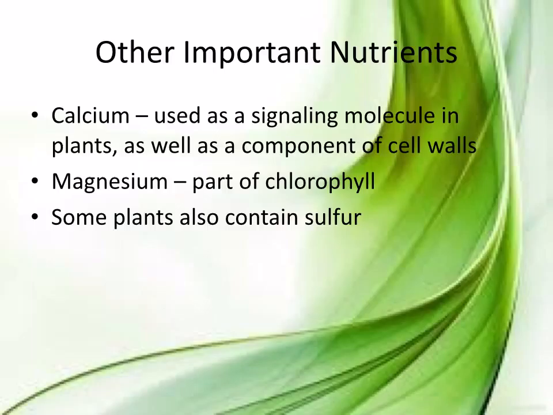Some other important nutrients that we need to touch on: calcium, which is used as a signaling molecule in plants as well as in humans. It is also a component of cell walls. Magnesium, which is a part of the chlorophyll. This is what's absorbing the light. And also some plants contain sulfur.